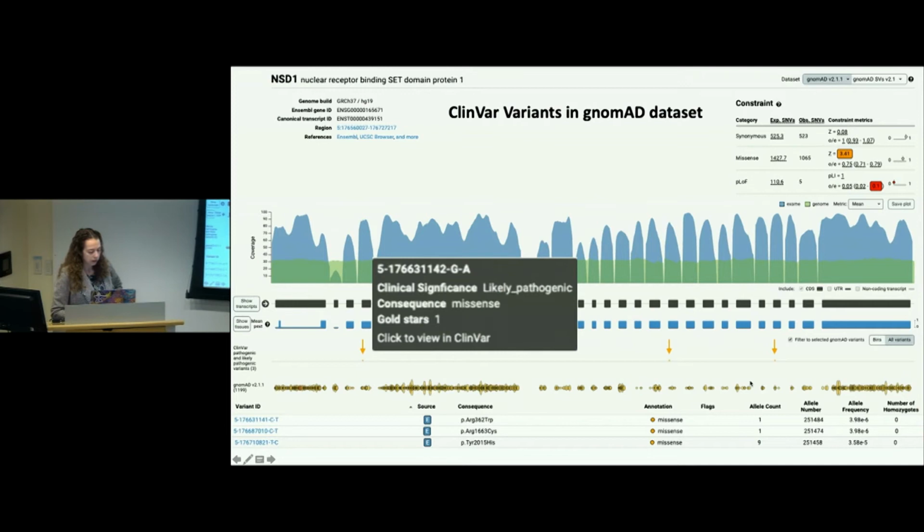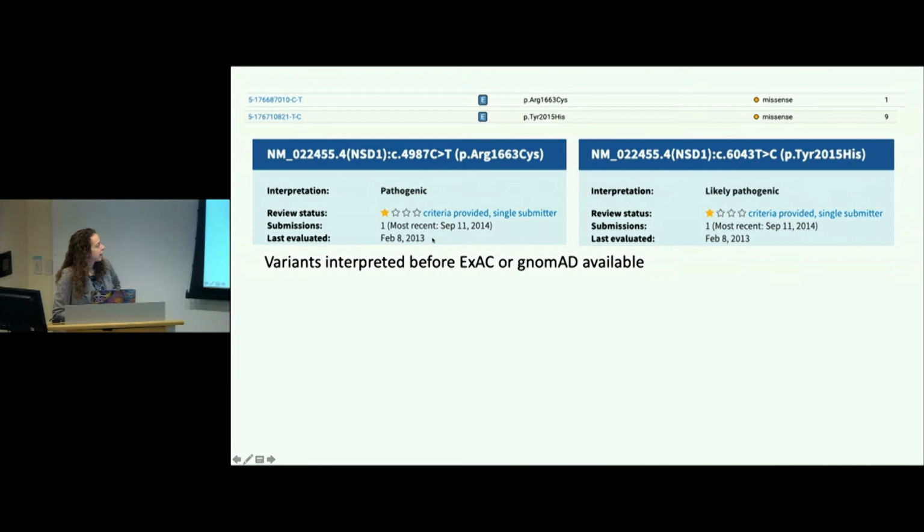But these two variants were classified by a lab in 2013, long before we had reference population databases, and no one has gone back and looked at them since. So I think it's very possible that, with current evidence and current criteria, these wouldn't be classified as likely pathogenic. That again highlights how the ClinVar databases are imperfect, there are some incorrect assertions, and it's really important to look at the primary data and reevaluate it for yourself.